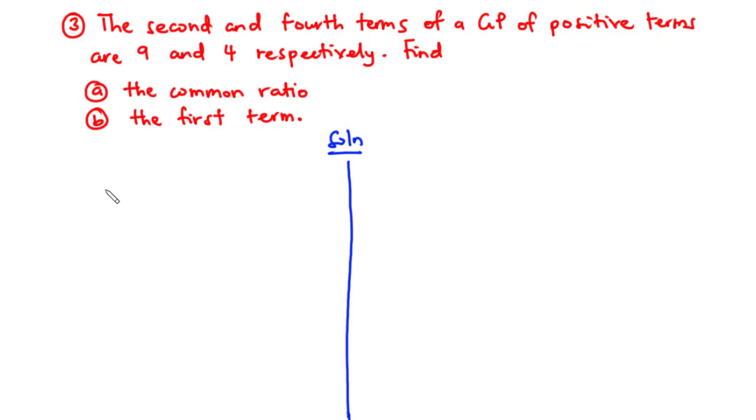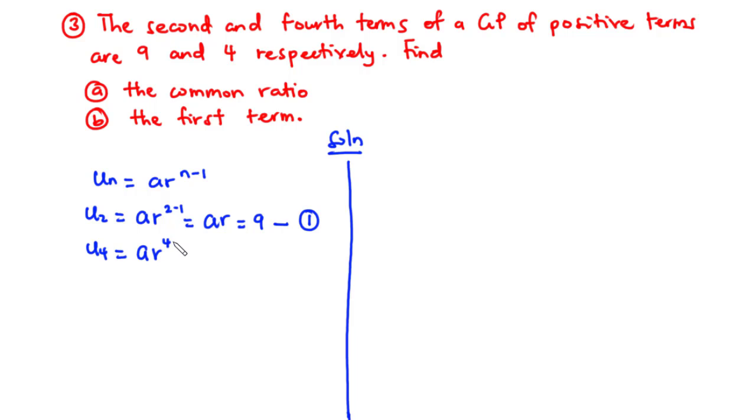Now the general term of a GP is given by un equals a times r exponent n minus 1. Therefore, the second term will be u2 equals a times r exponent 2 minus 1, which is the same as a times r, and that is equal to 9. Now let's call this equation 1. Now the fourth term, we have u4 equals a times r exponent 4 minus 1, and that is equal to a times r exponent 3, which is equal to 4. Let's call this equation 2.